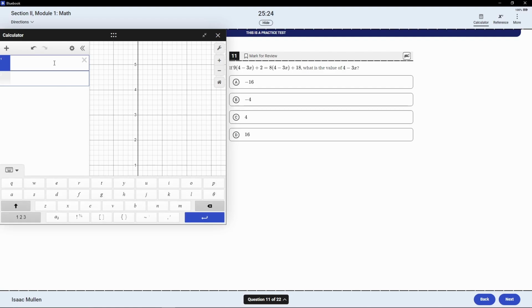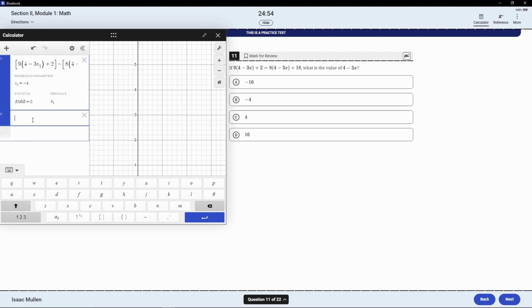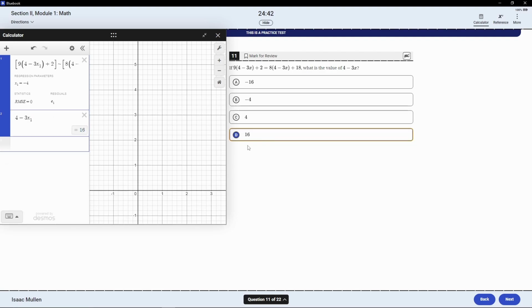Well, we can do a simple element list here again. Okay, 9, (4 minus 3x1), plus 2, close the element list, regression, open element list, 8 multiplied by (4 minus 3x1), close the parentheses, plus 18. All right, it gives us a value for 4 here. As to not mess up the math, we're going to plug it in directly instead of thinking about it in our heads, right? 4 minus 3x1. So we see here it gives us a solid answer of 16.